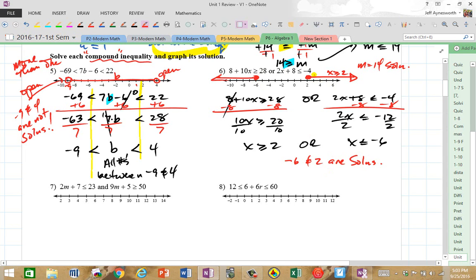Okay, so x could be here and x can be here, not in between. 0 is not a solution. 0 is not greater than or equal to 2, guys. And it's not less than or equal to negative 6 either. So any number in here, these are not solutions. Let me put that down. These are not solutions here.